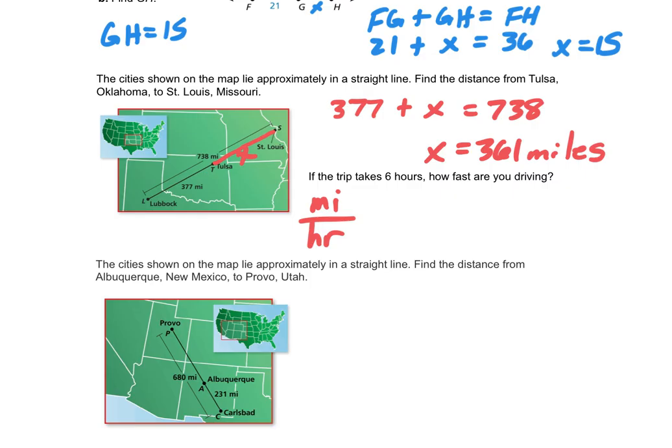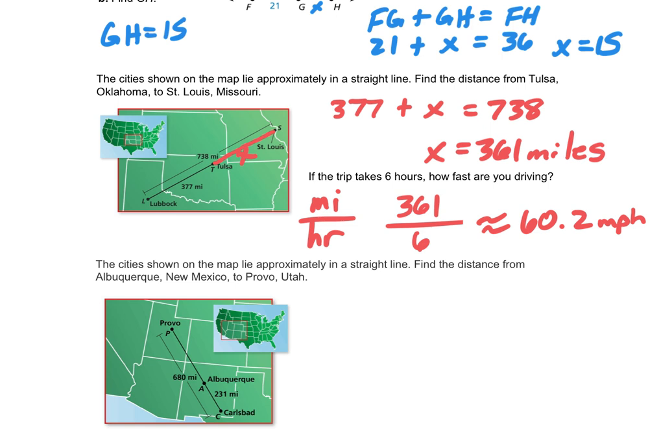Okay, so if we're going from Tulsa to St. Louis, we would take the 361 and we divide it by 6. 60, okay? What's the decimal? 0.16. Okay, so 0.2.